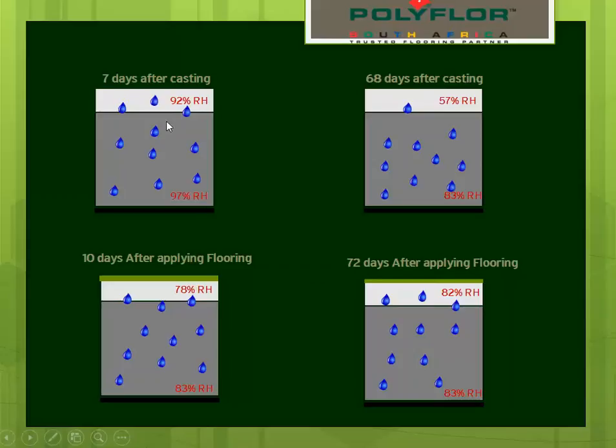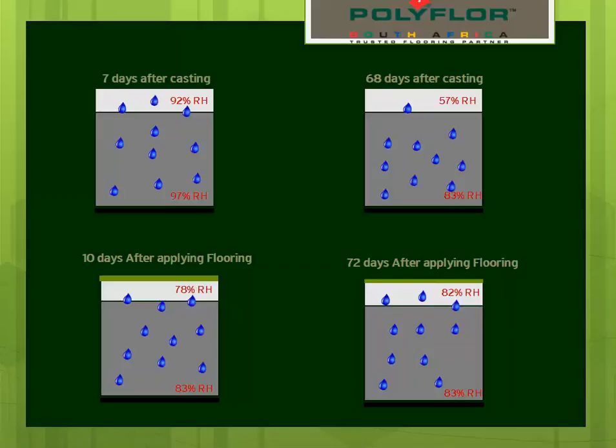92% RH at the top, 97% RH at the bottom of the slab. Within 68 days after pouring the slab, much of the surface moisture had evaporated, and the surface reading had dramatically decreased to around 57% RH. However, a reading taken 40% into the slab still presented moisture levels of around 83% RH. The flooring was then fitted on day 68, creating an impenetrable surface barrier, and immediately redistribution of moisture began.